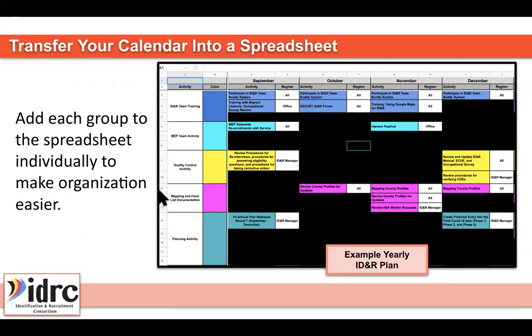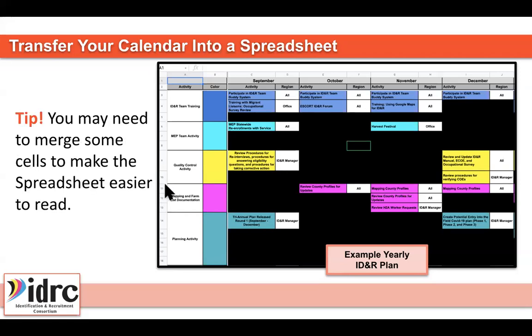As you go through creating your spreadsheet and your calendar to help see everything, you're going to want to add each group to the spreadsheet one at a time to help make organization easier. That way you're not having to go back and insert rows in the previous areas. You may also need to merge some of the cells to make the spreadsheets easier to read.